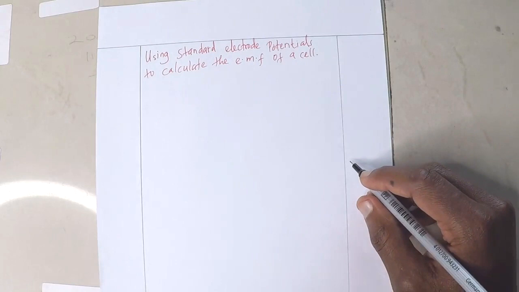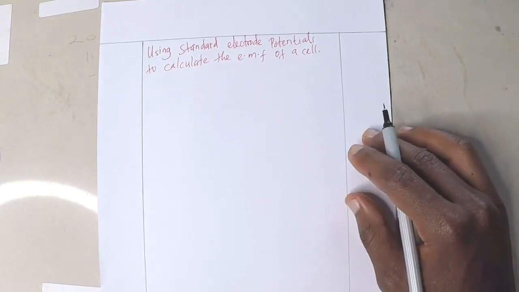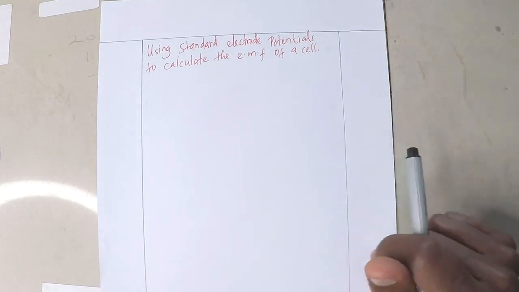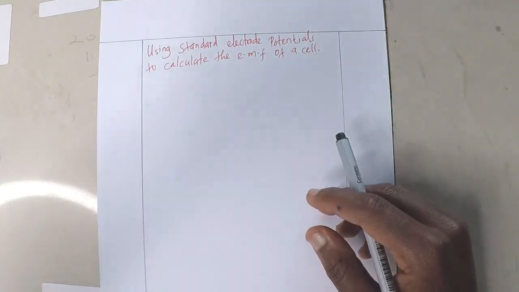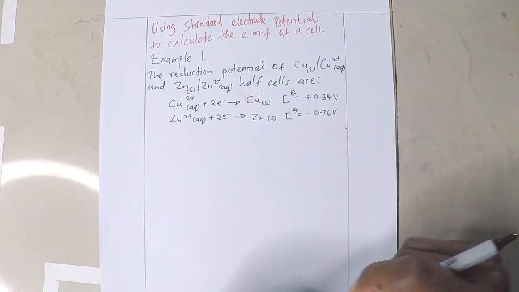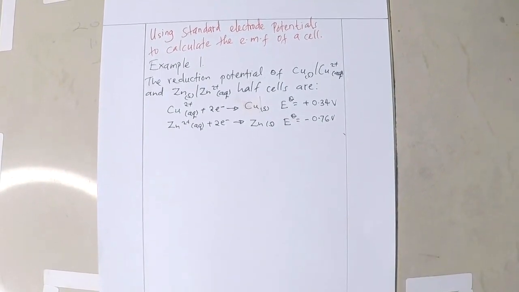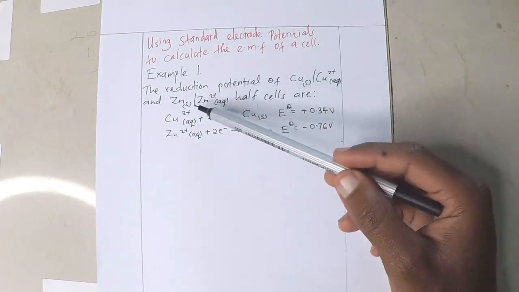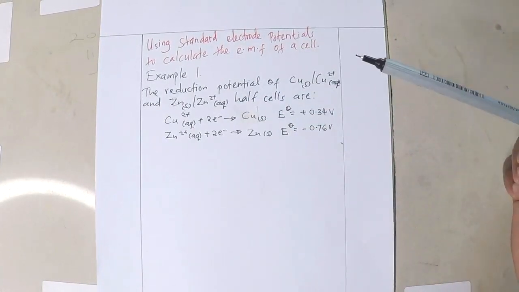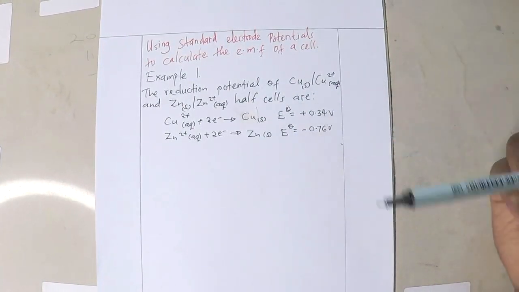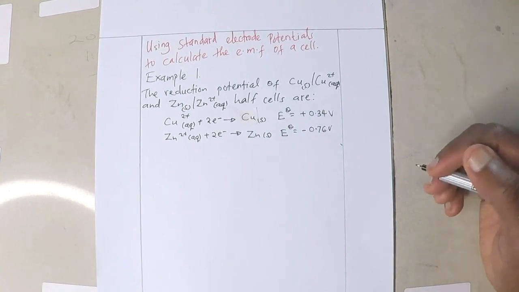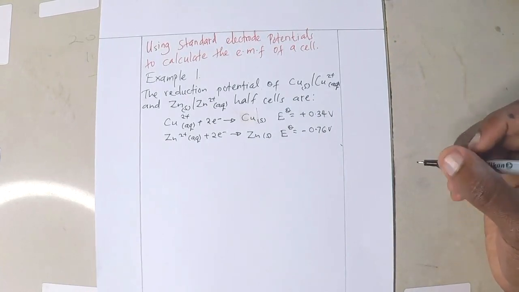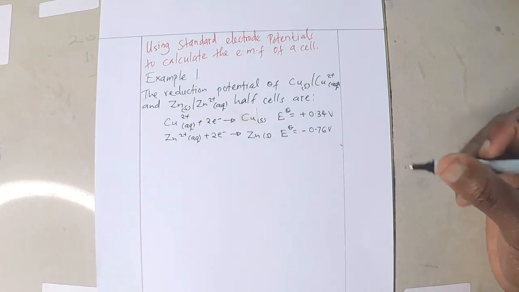Now, in this case, we're going to use an example so that you can work it out and see how it can be used. The question for the example is, the reduction potentials of the copper and zinc half cells are given here. In order to calculate the EMF, the first thing we need to do is write the ionic equation for the cell made by combining the two half cells.